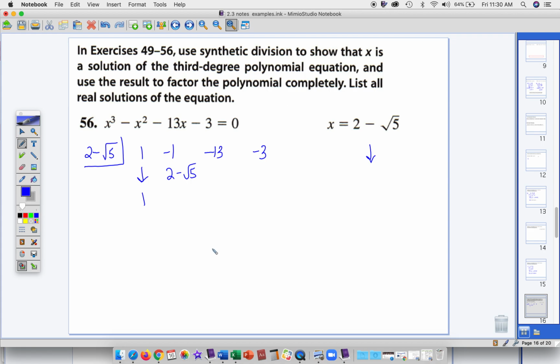Now, I'm going to give you a second tip. If 2 minus root 5 is a solution of this polynomial and it has rational coefficients, the only way that can happen is if its conjugate is also a solution. So your second division, you want to divide by 2 plus root 5 and divide into the quotient of this division. Do not go back to the original.